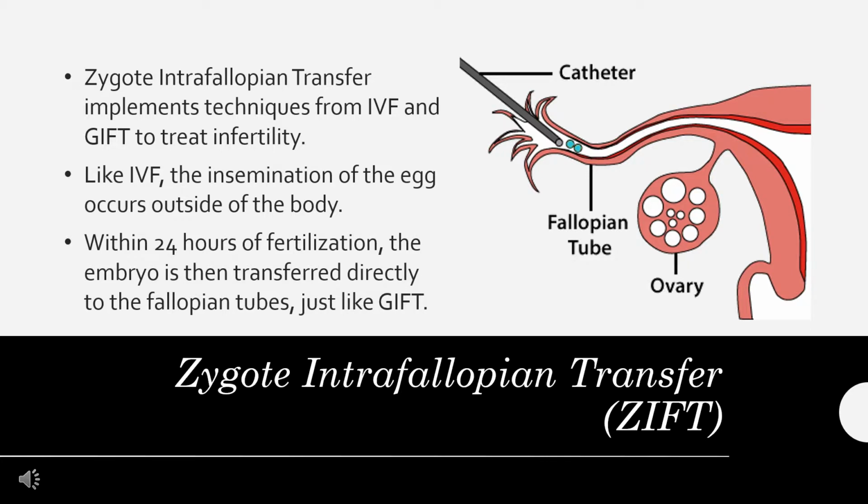Right now, we're going to discuss the next procedure, zygote intrafallopian transfer, or ZIFT. ZIFT implements techniques from both IVF and GIFT to treat infertility. Much like IVF, the insemination of the egg occurs outside of the body in a laboratory dish. But unlike IVF, you do not have to wait 3 to 5 days for implantation. As a matter of fact, within 24 hours of fertilization, the embryo is then transferred directly to the fallopian tubes via a catheter, just like in GIFT.